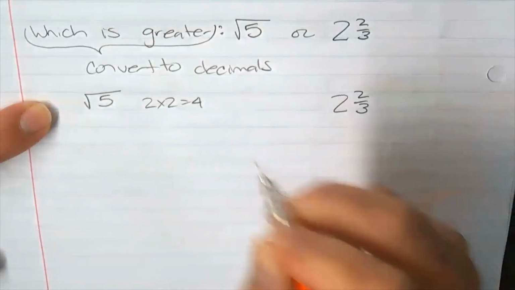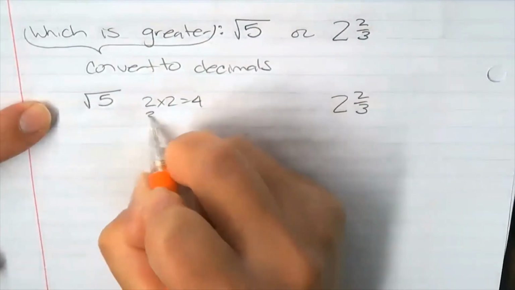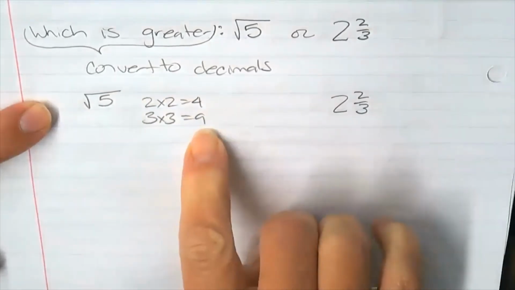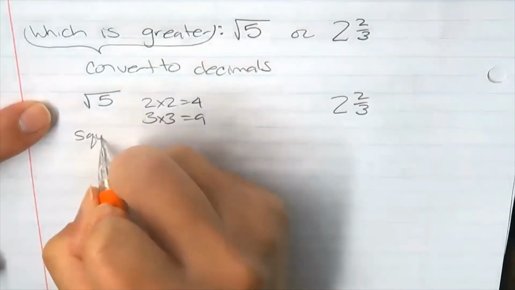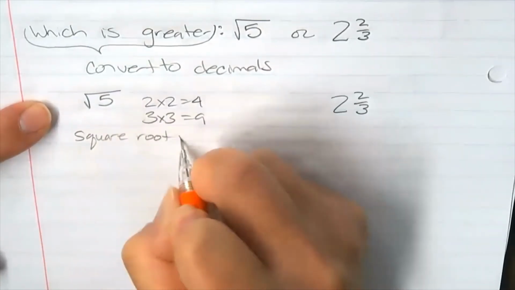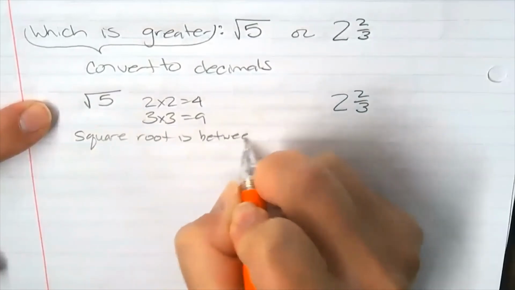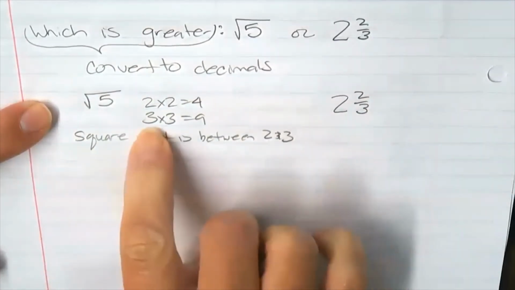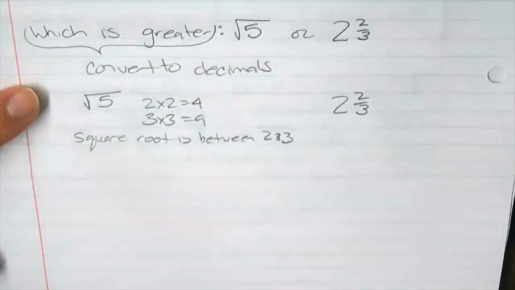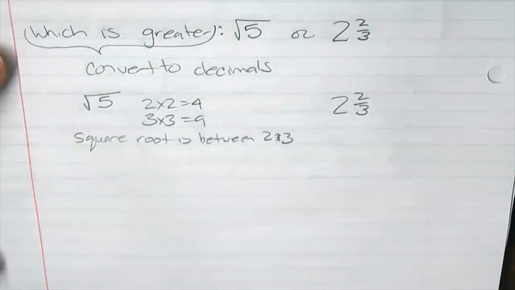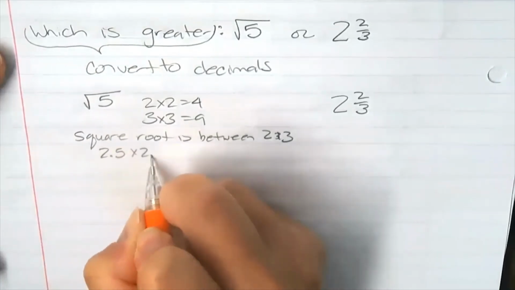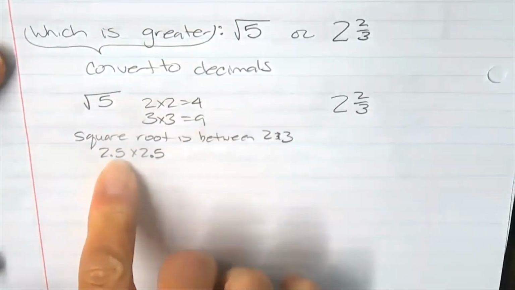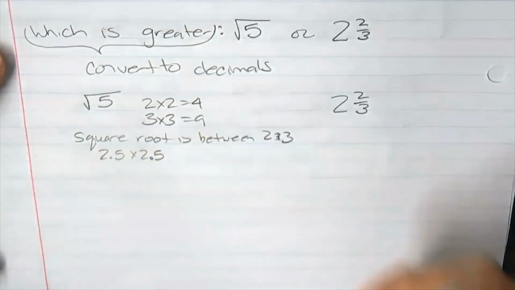2 times 2 is 4. This is too low. 3 times 3 is 9. This is too high. So that means the square root is between 2 and 3. My square root's going to be between 2 and 3. Okay, so now we move to the tenths place. And I personally always like to start with 5/10 because it's in the middle. It'll tell me if I have to go higher or lower.